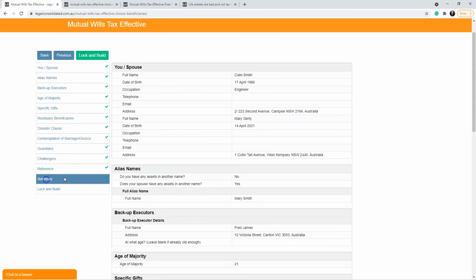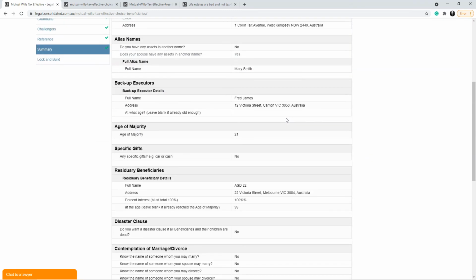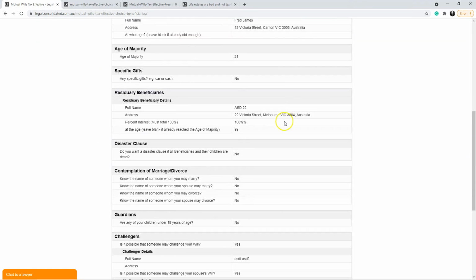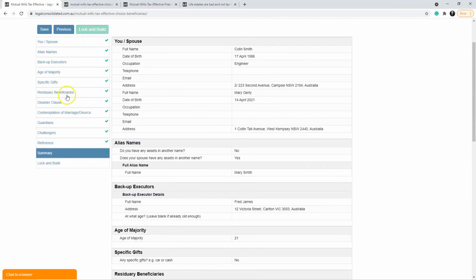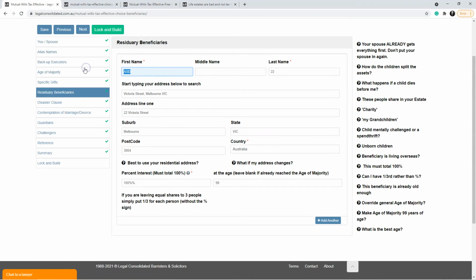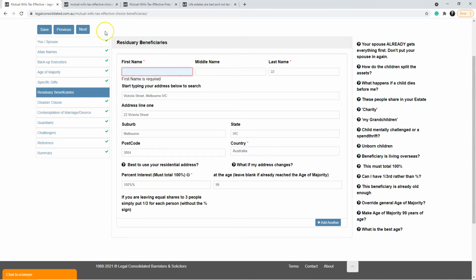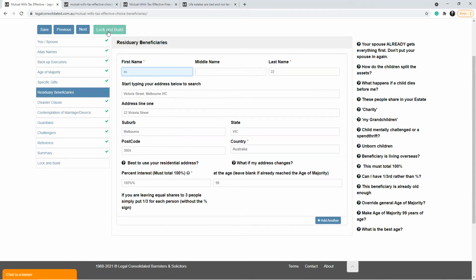Now, the summary will set out all the answers to your questions. And I can see here, there's my spouse, Colin Smith, in Campsie. I can see that, no, I need to fix up the spelling of that residuary beneficiary. So I'll go here and I will take out the name. And what happened there? That's interesting. The lock and build button disappeared.